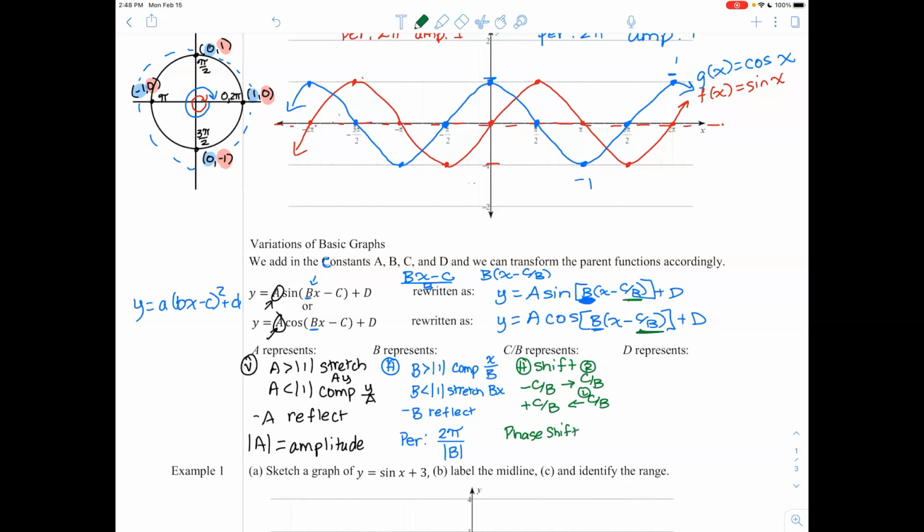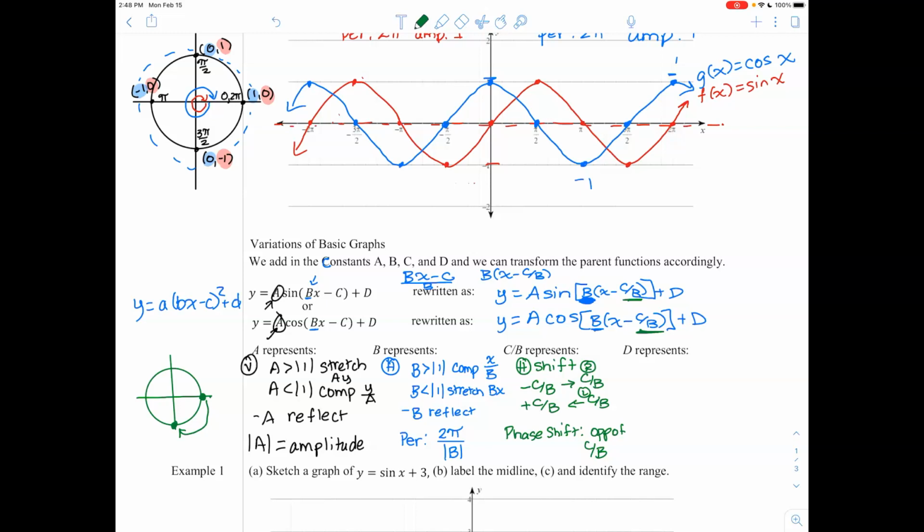We call these phase shifts when we're talking about the unit circle and circular motion, sine and cosine waves. When you're talking about a phase shift, you'll take a point on the unit circle here at 0, 0, and if there's a phase shift of negative pi over 2, this point will shift back to here and everything will rotate with it. And so that's what we call a phase shift. All right, so the phase shift is the opposite of c over b.